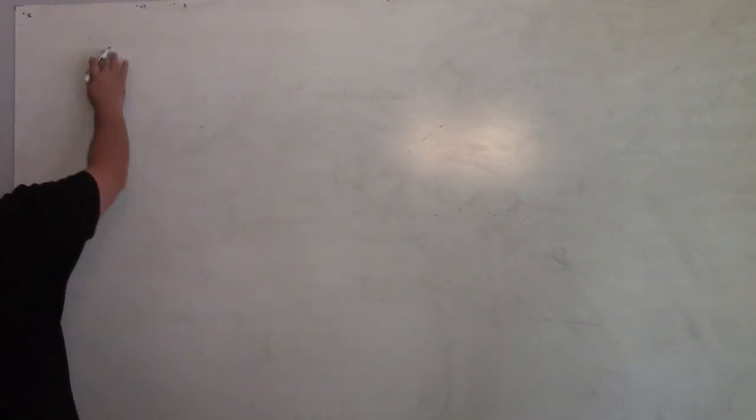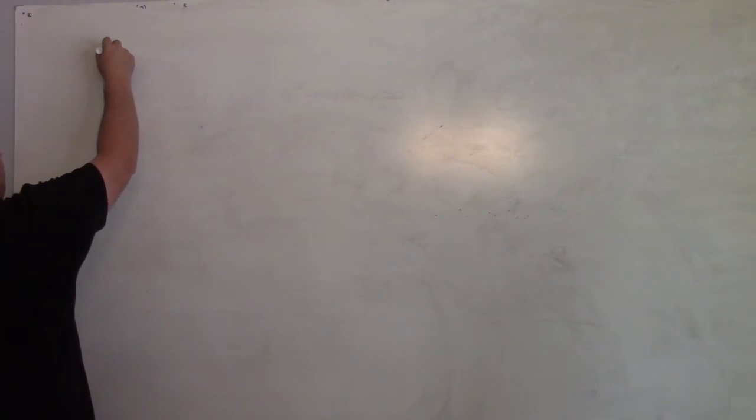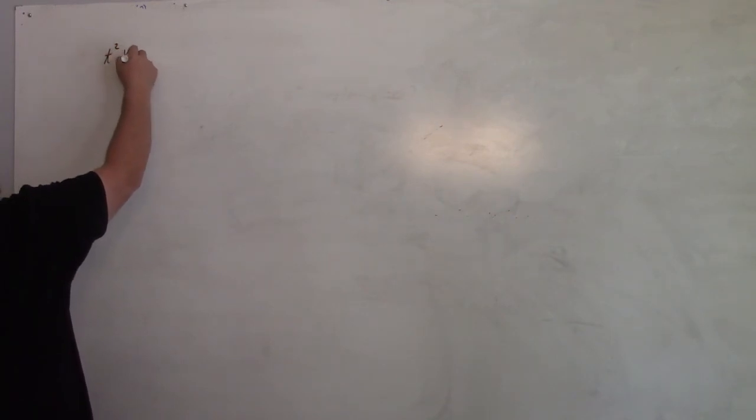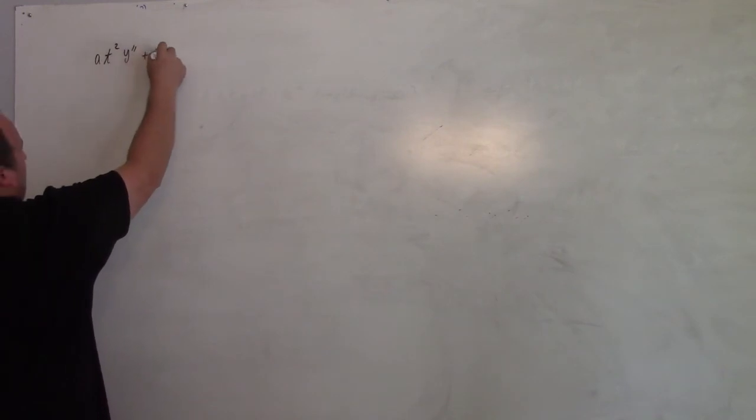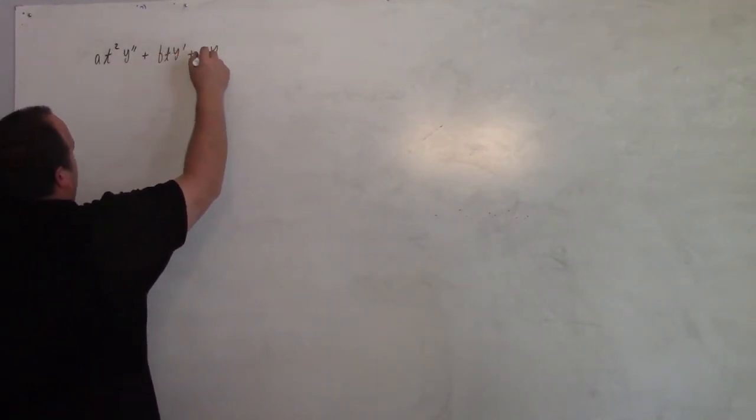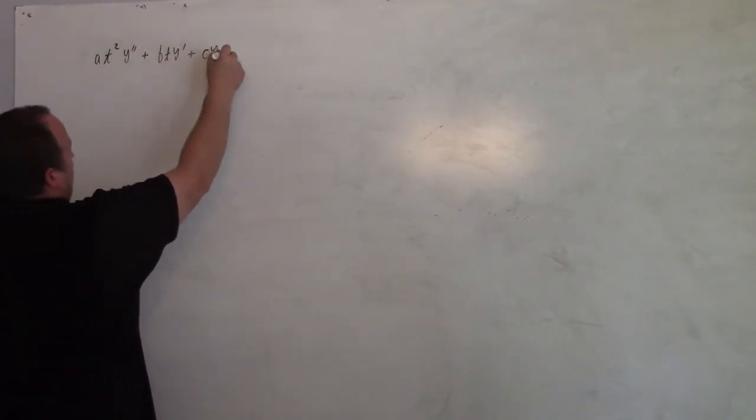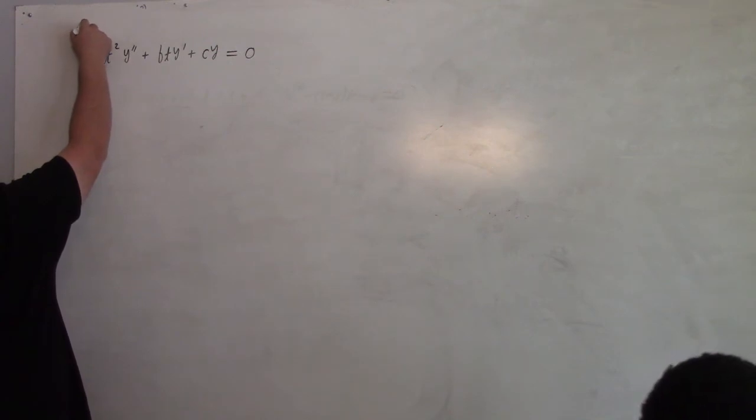So here's a pretty typical one. I'll use t squared y prime prime plus a t squared plus b t y prime plus c y equal to 0. This is a typical so-called Cauchy-Euler problem.